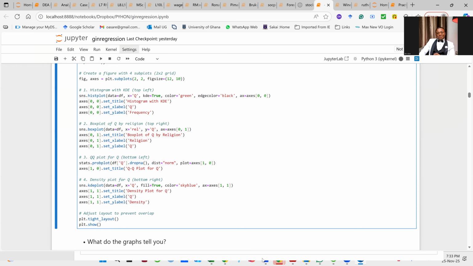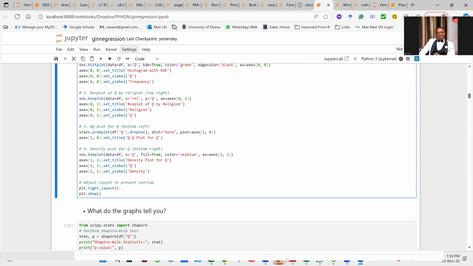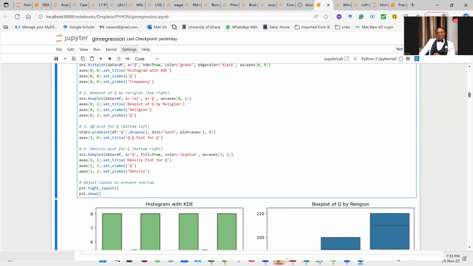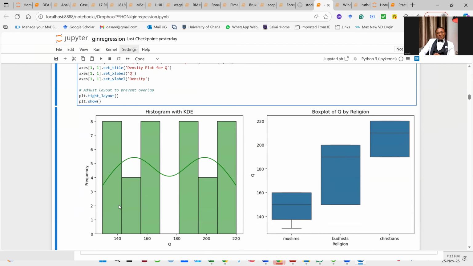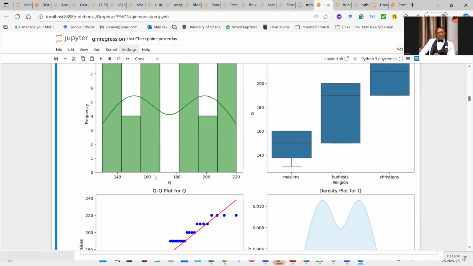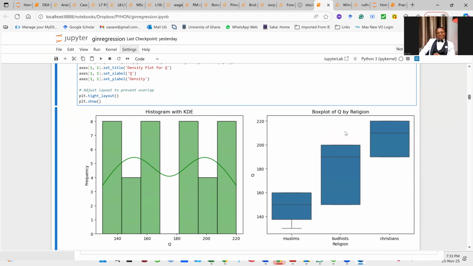So it should hopefully show, because there you go. So I changed the color to green. This one, we've already spoken about it, the green one. But I want you to look at the box plot. Guys, what is a box plot?